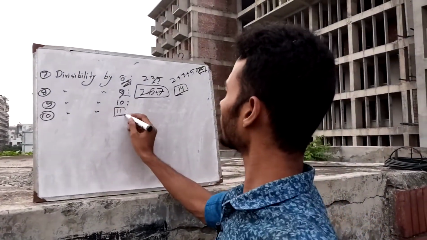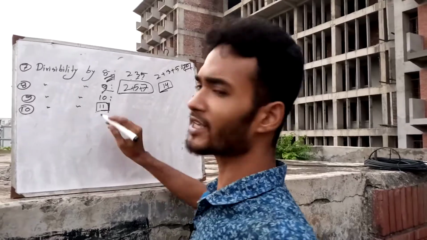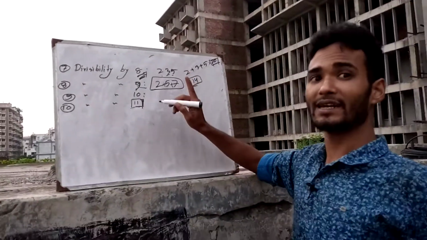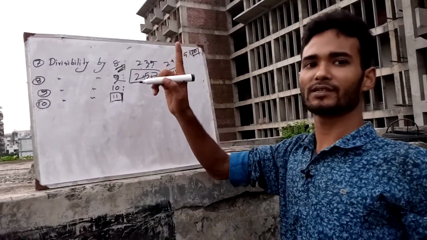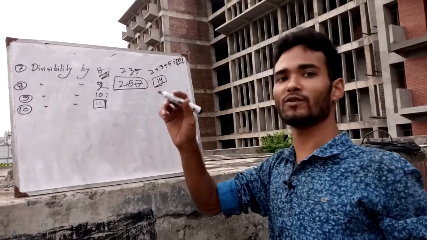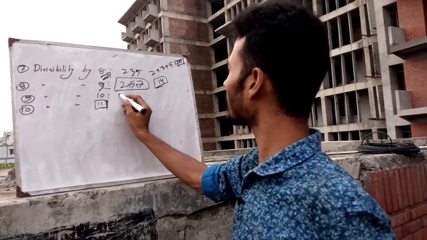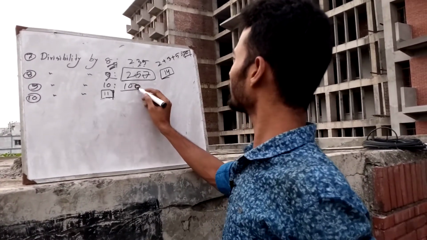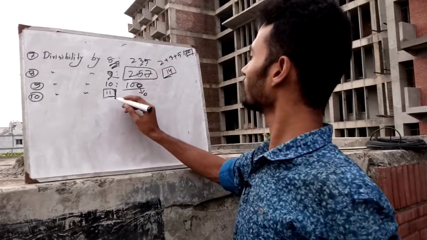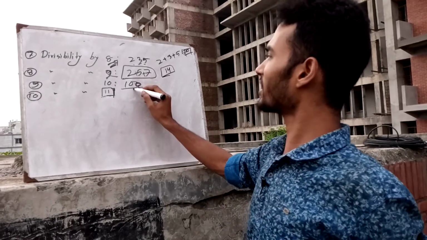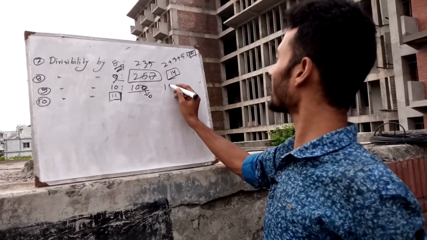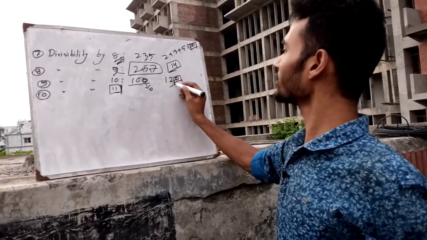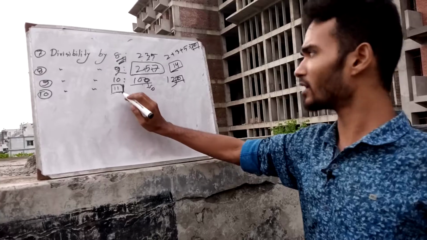Then go for the divisibility check by 10. The number will be divisible by 10 if the unit digit is 0. Like 100: in the number 100, the unit digit is 0, so the number 100 can be divided by 10. 120, the unit digit is 0, so the number 120 can be divided by the number 10.